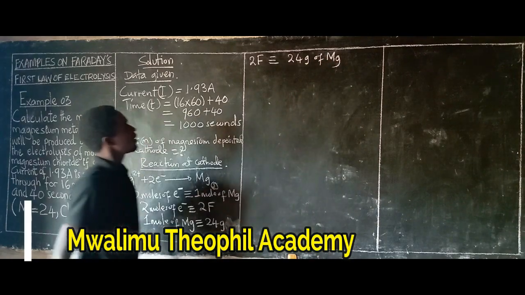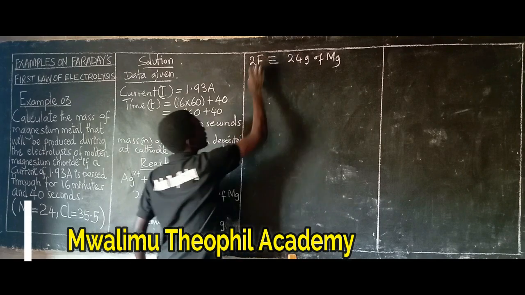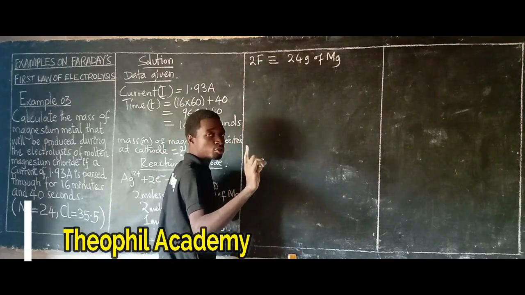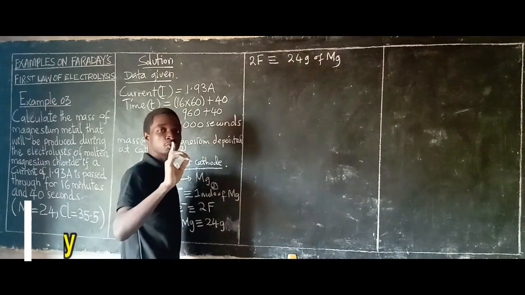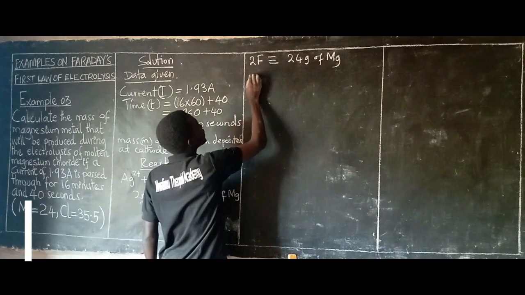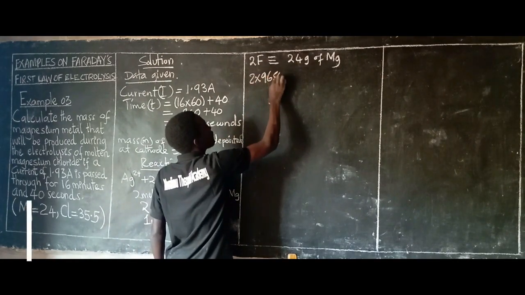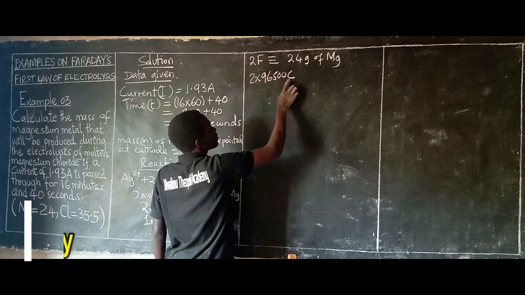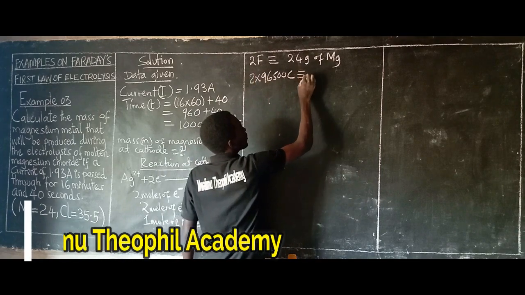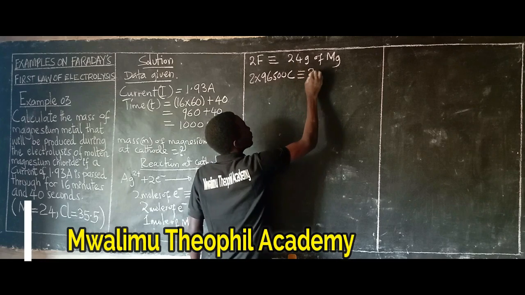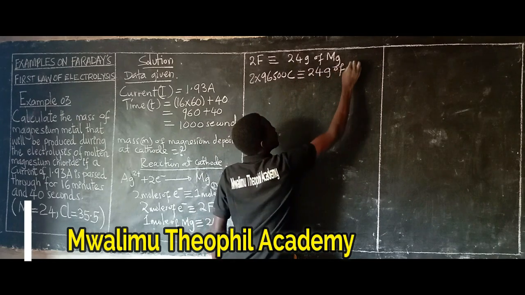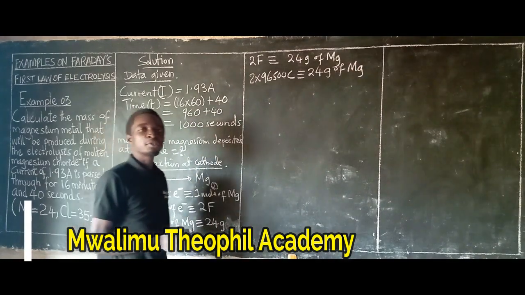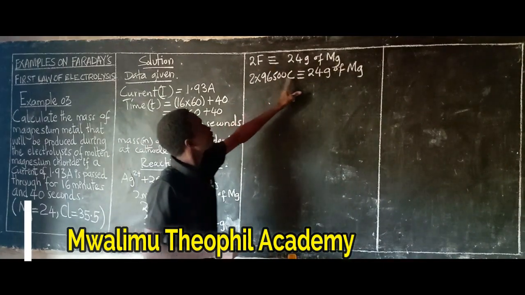It becomes this way. Now, what is next? Here, let us change the Faradays into coulombs, I mean to charge. 1 Faraday is equal to 96,500 coulombs. So instead of writing Faradays, I am putting 2 times 96,500 coulombs. So 2 times 96,500 coulombs is equal to 2 Faradays, which is equivalent to 24 gram of magnesium. After that, we are in a position to compare this equation with the given data.